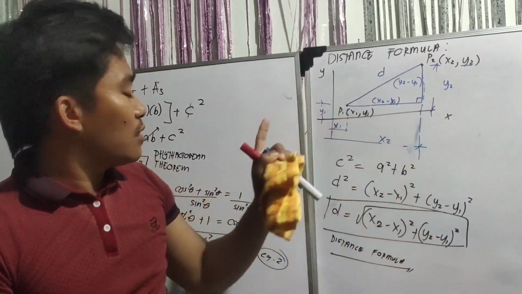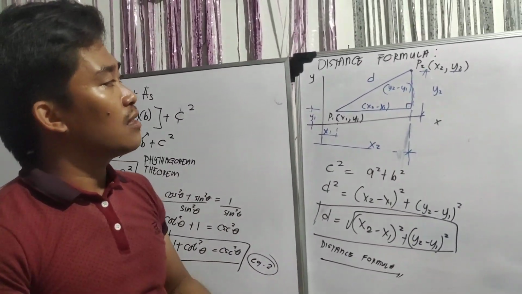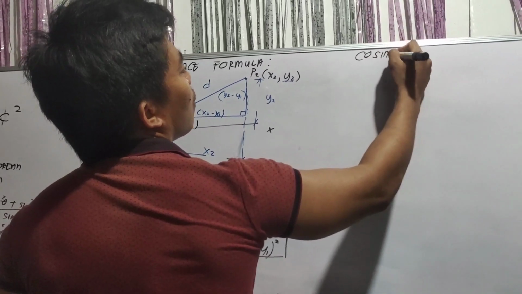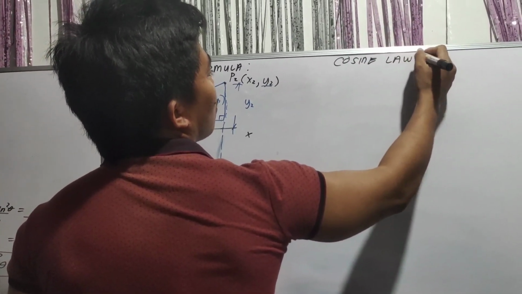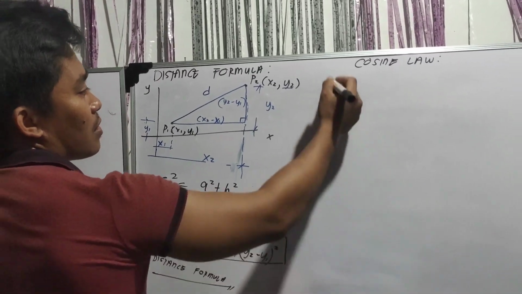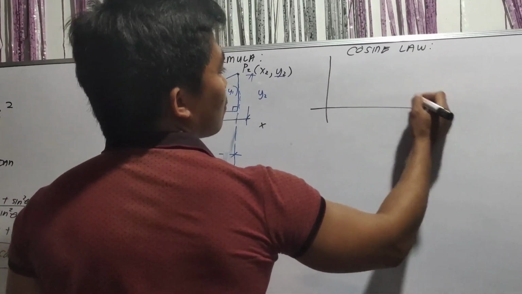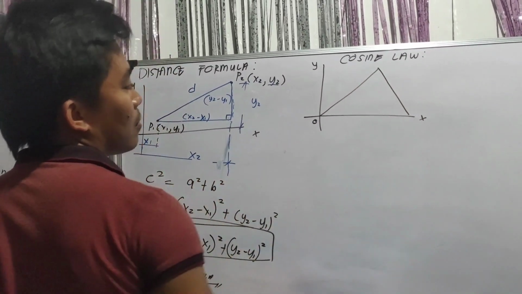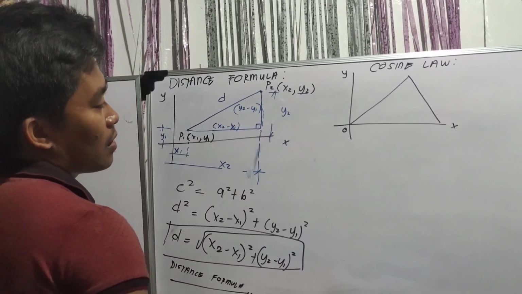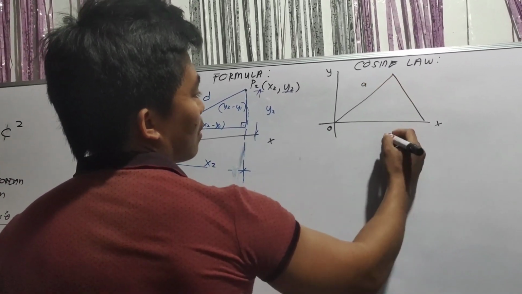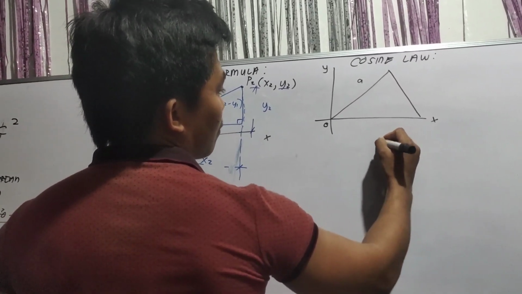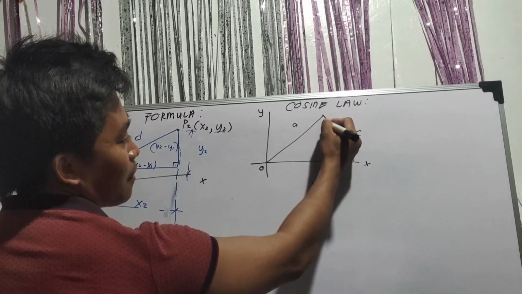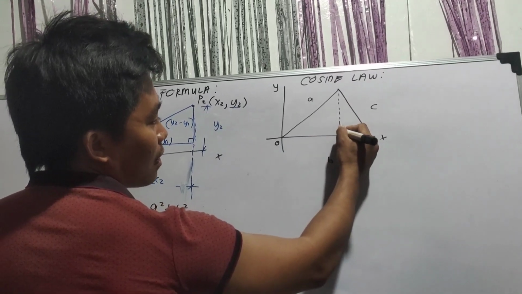Another application for this Pythagorean formula is the derivation of the cosine law. Okay? Cosine law. How? Again, from the Cartesian plane, let's say we have a triangle. Let's say this is A, this is B, and this is C. Sir, how? That is not a right triangle. Let's make it right. Just take the height of this triangle.